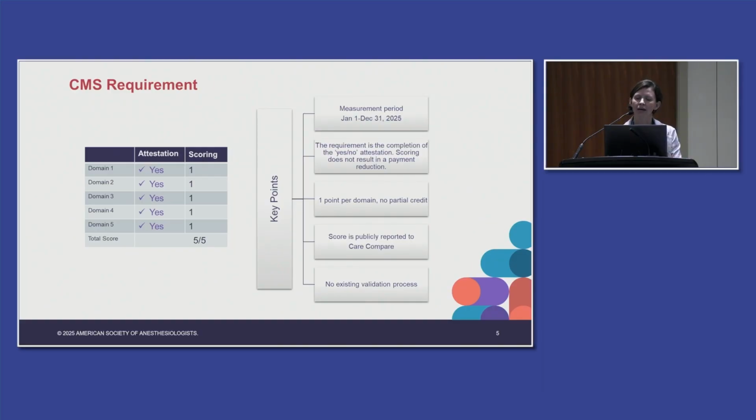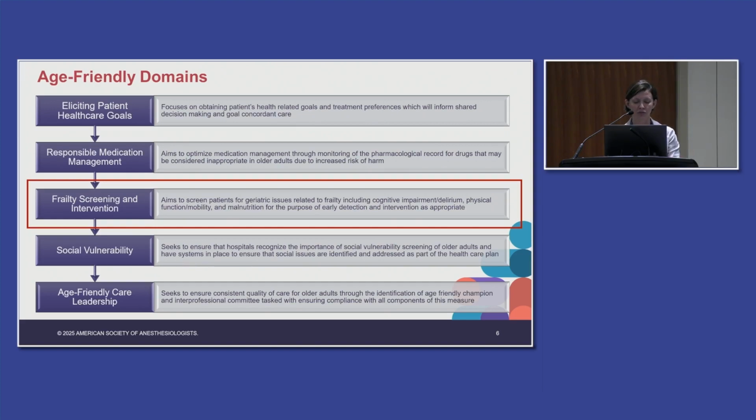This came out in January, and the measurement period is going to be this calendar year. For right now, there are 5 domains, and it's a simple yes or no. You're not judged on whether or not you're doing these things well; it's just simple reporting and a simple way to get people aligned on where we need to move toward. Eventually, I think there'll be other types of things tied to this. It is going to be reported in Care Compare, and this is optional. But you can imagine that there will be implications for health systems that participate in this and do it very well. These are the 5 domains that you can see as part of this initiative, and I want to highlight the frailty screening and intervention piece.